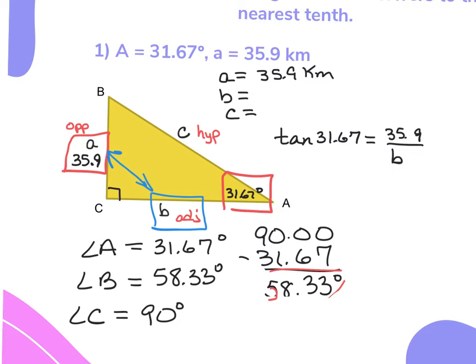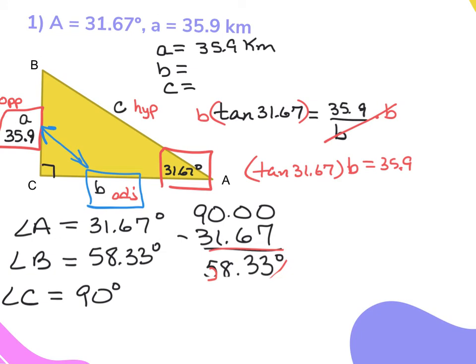And now it's algebra, because tangent of 31.7 is just the number. So to solve, when the variable's in the bottom, I'm going to multiply both sides by b to get it out of the bottom. And now I have the tangent of 31.67 times b equals 35.9. Whenever the variable's in the bottom, we're dividing to solve. So I'm going to divide both sides by tangent of 31.67. And that's going to give me my answer for little b.